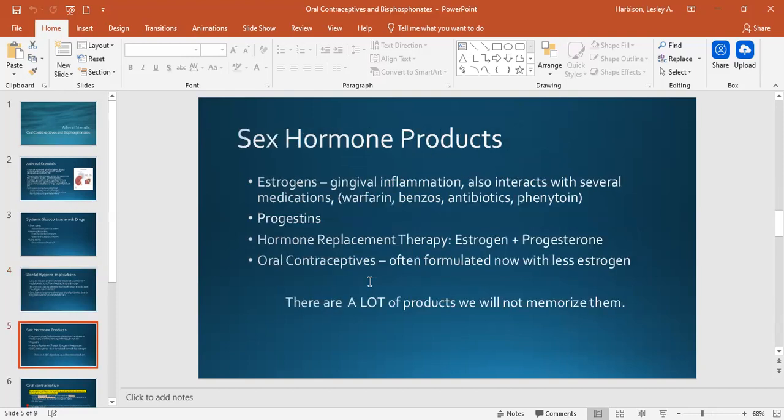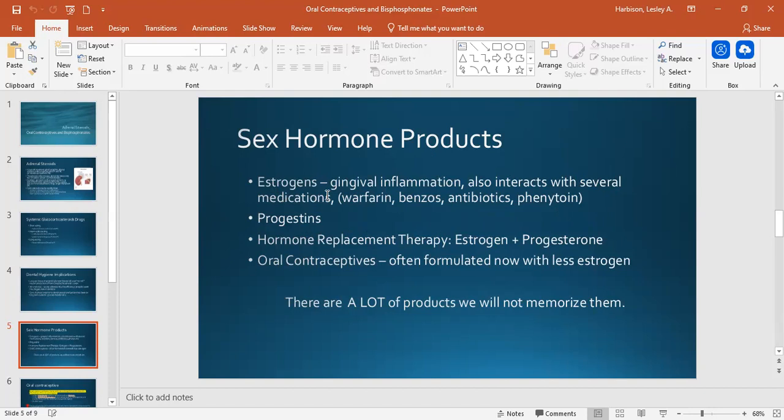Okay, sex hormones. I'm just going to talk a little bit about what those are. We have estrogens. With estrogens, we can see gingival inflammation. That's why young teen girls can have hormone-induced gingivitis, or pregnant women can have hormone-induced gingivitis. Estrogen also interacts with several medications such as warfarin, benzodiazepines, antibiotics, and phenytoin.